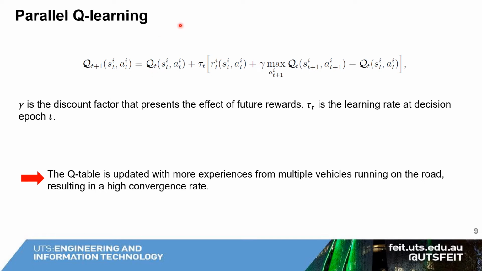The learning process of each vehicle is independent from the others. All the learning processes share the same global Q table. In this way, the Q table can be updated with more experience from multiple vehicles running on the road, resulting in a high convergence rate.